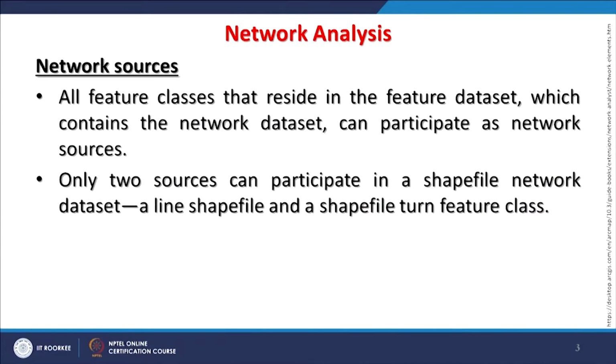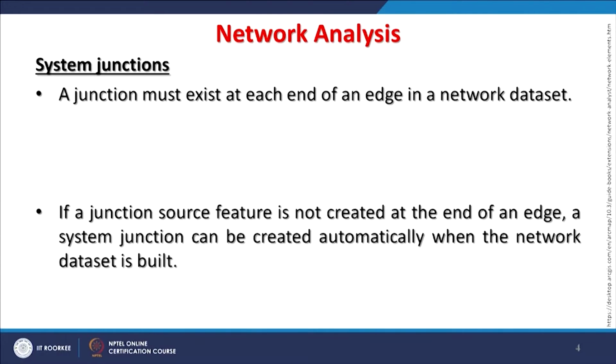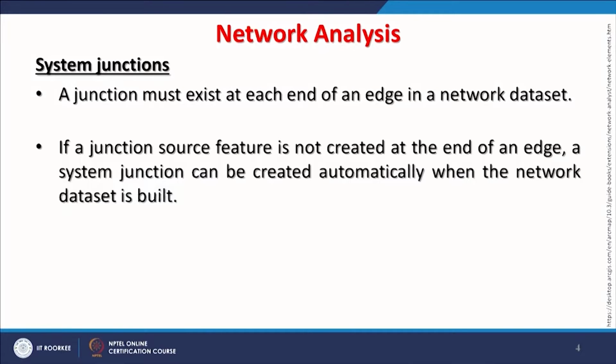Only two sources can participate in a shapefile network or a vector network data set, that is a line feature class and a turn feature class. That might be a point in that sense also. Now, in network analysis there are system junctions, which exist at each end of an edge in a network data set. Wherever these are, there will be a junction, or you can say a terminus.